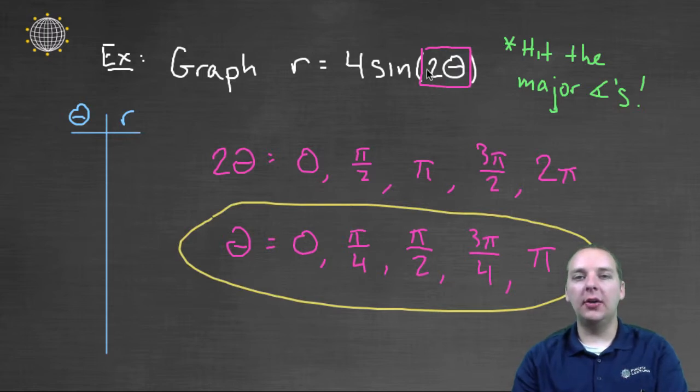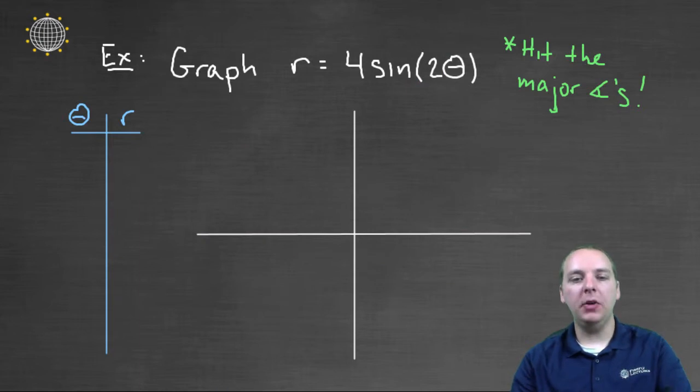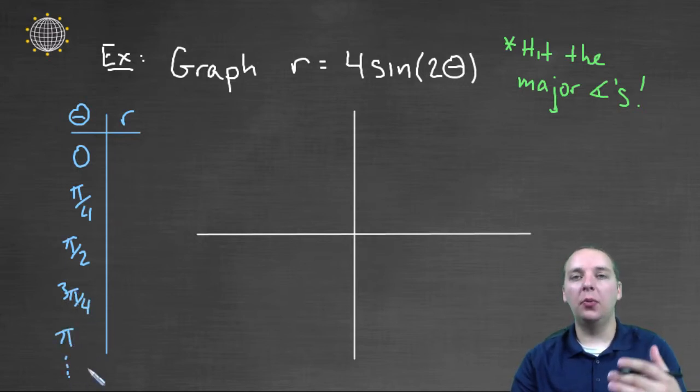Now, just a quick side note, what if the 2 wasn't here? Well, if you just had sine of theta, then you would put 0 and pi over 2 and pi, and you put your regular angles. It's when you have a coefficient out here that you have to divide those major angles by whatever that coefficient is, a 2 or a 3 or what have you. Okay, so let's get rid of that. All right, so let's put these angles in here. We had 0, pi over 4, and then pi over 2, and then 3 pi over 4, and then a pi. And then we can do more if we need. We'll stop for now, but we can keep going if we need to.